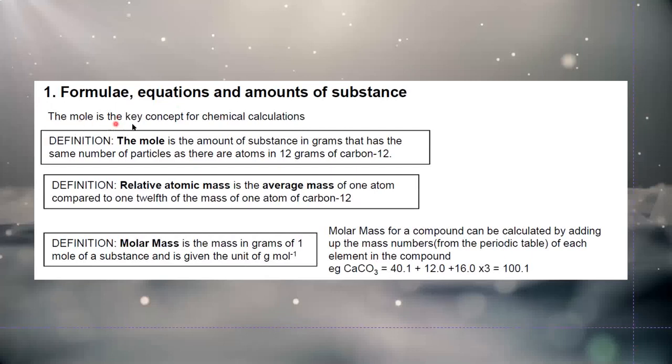First, the mole: how we define a mole of a substance. The definition of a mole: the mole is the amount of substance in grams that has the same number of particles as in 12 grams of carbon-12. This is the standard definition, but simply you can say a mole is the amount of substance which is expressed in grams.